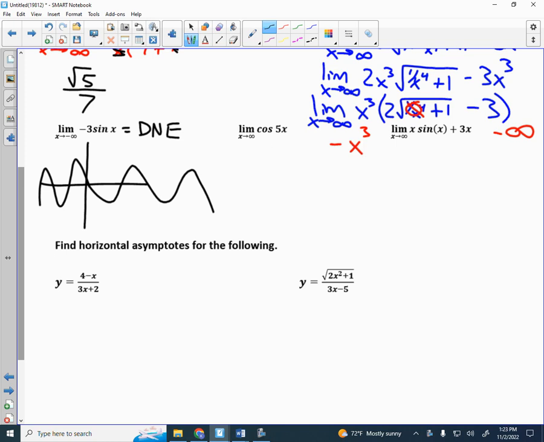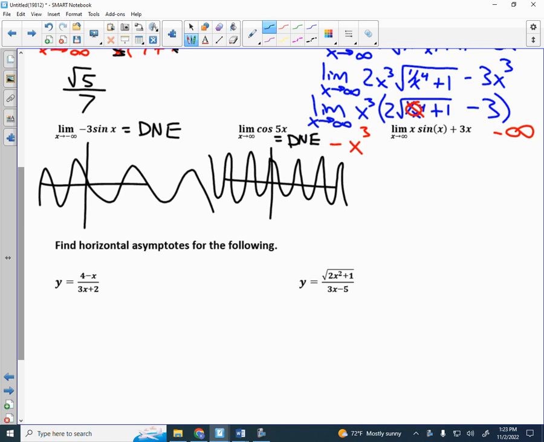Let's think about this graph right there. Cosine of 5x. Starts at the top. And this one is actually more condensed together because of the 5. It repeats itself more often. But does it ever hone in on one value? So therefore this limit does not exist. And that's where we'll pick up with that one then tomorrow.